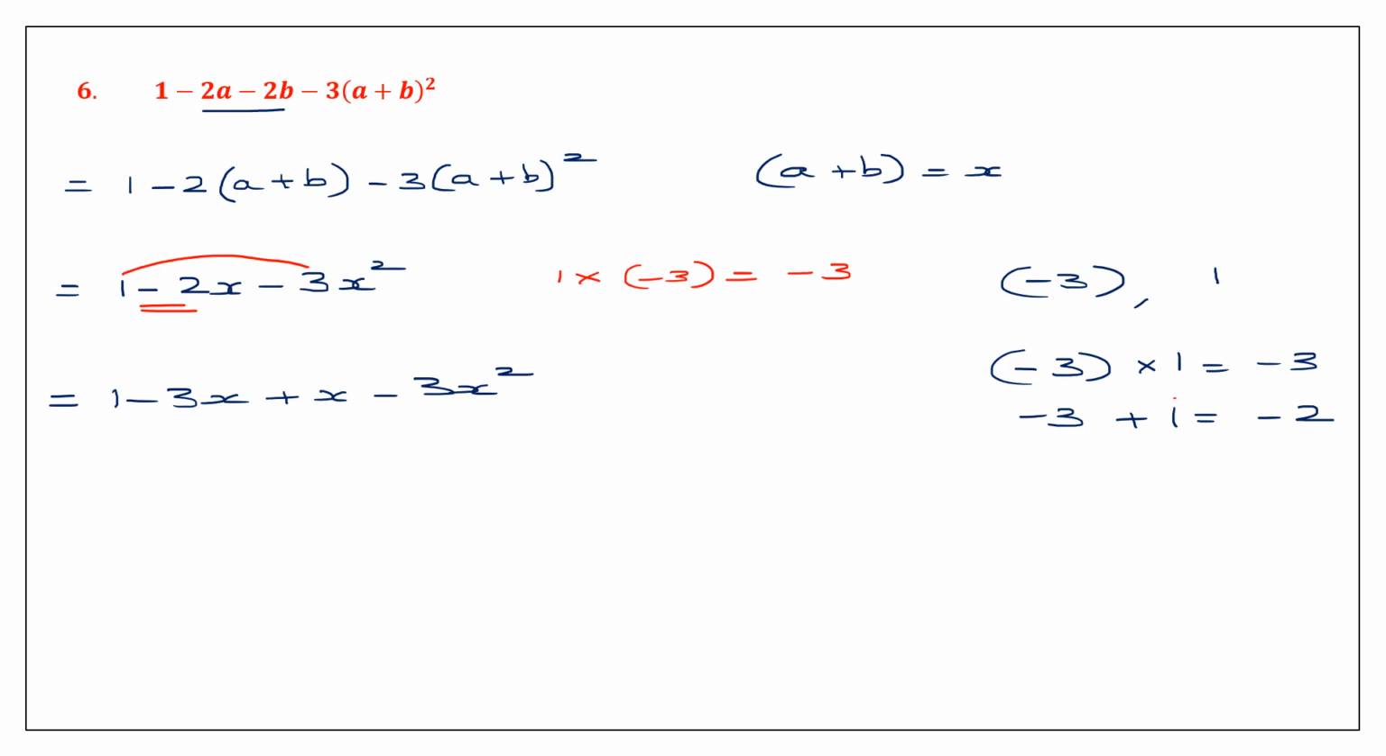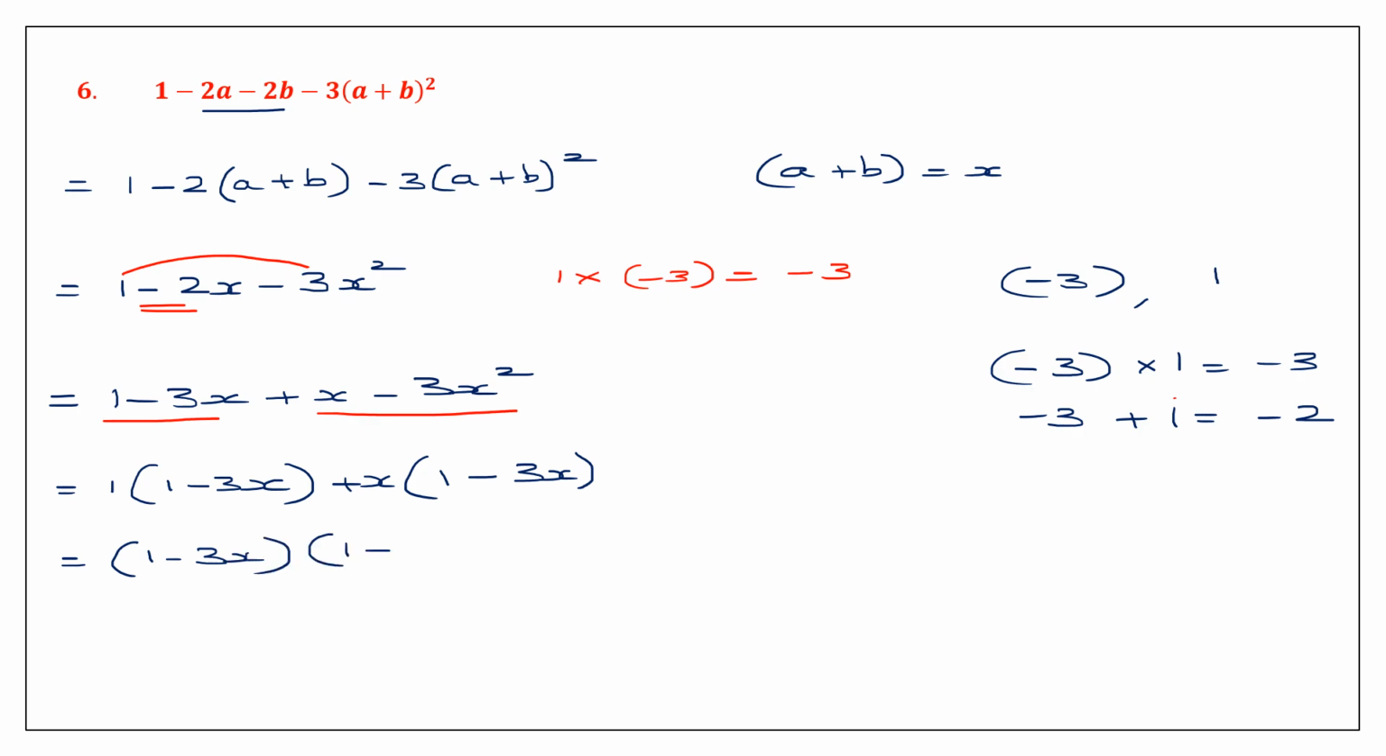Now we're going to do grouping. So here we group the first two terms and the next two terms. If you look at the first two terms, there's nothing that's common. So we write 1. So this is 1 into 1 minus 3x, because we can get back the same when we multiply with 1. Now let's look at x minus 3x squared. Here x is common, so we're going to take x out. So that is plus x, and in brackets we have 1 minus 3x. Now let's take out our factors. The first one is 1 minus 3x, which is common, and we have 1 plus x.